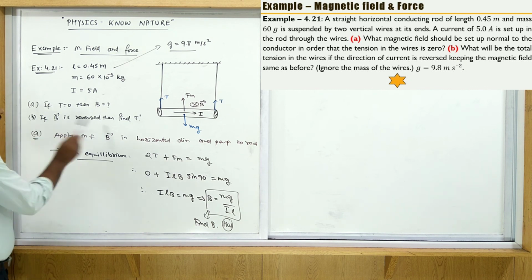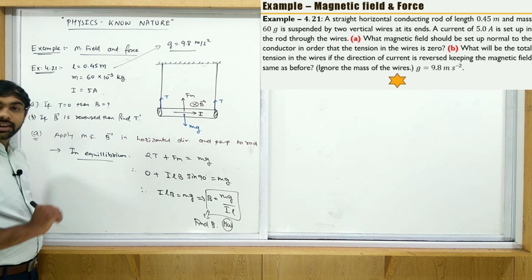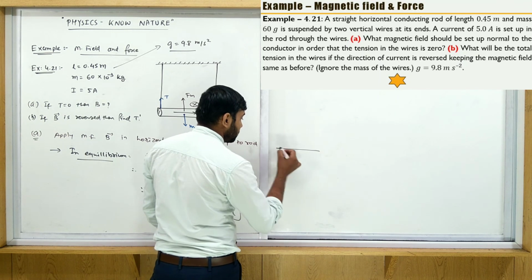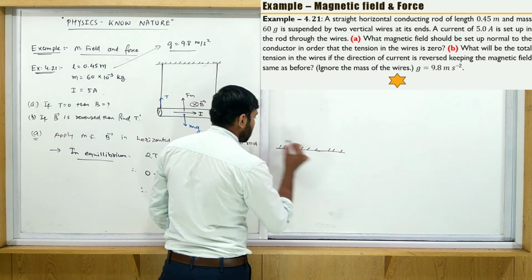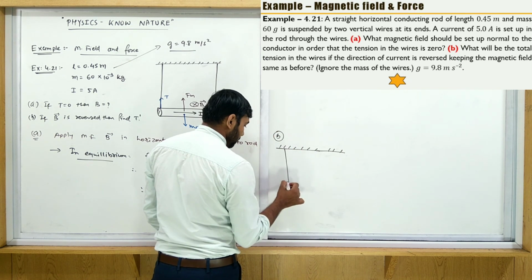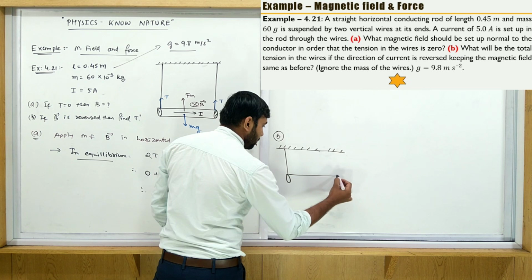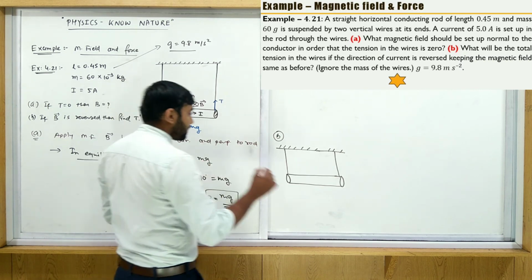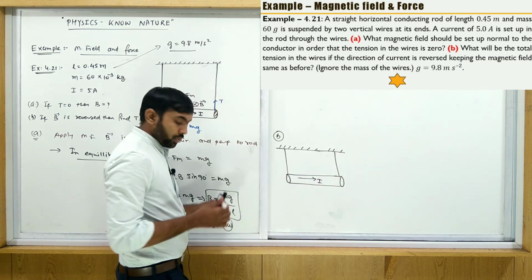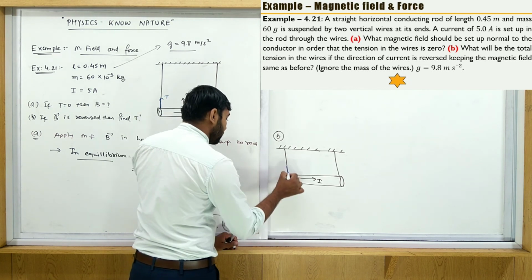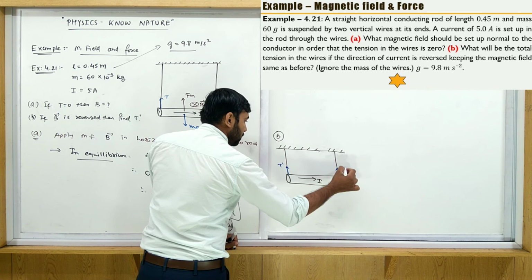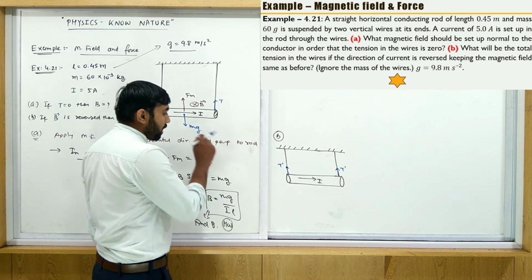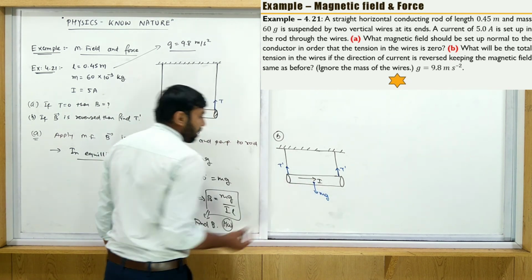Now the second problem: what if B is reversed? Then find the new tension in the wire. So if B is reversed, how do you draw the figure? If B is reversed, in this type of situation the current I is the same. Now consider the new tension as T dash. Earlier T was zero, but suppose you consider T dash here. Now Mg is in the same direction, but which direction is reversed?